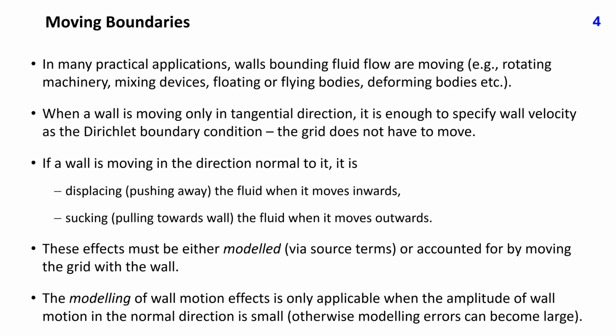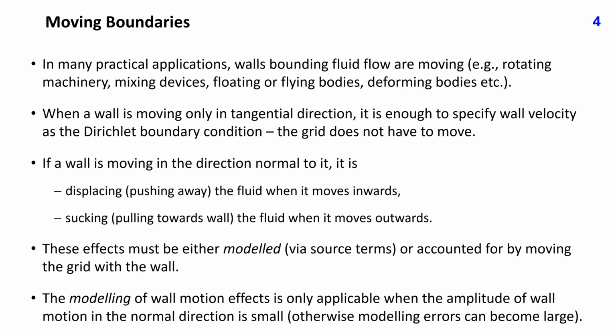In many practical applications, walls bounding fluid flow are moving. Examples are flows in rotating machinery, mixing devices, around floating or flying bodies, or around deforming bodies. When a wall is moving only in tangential direction, it is enough to specify wall velocity as the Dirichlet boundary condition. The grid does not have to move. Examples are Couette flow, translation of one channel wall parallel to another fixed wall, and flow around a rotating cylinder.